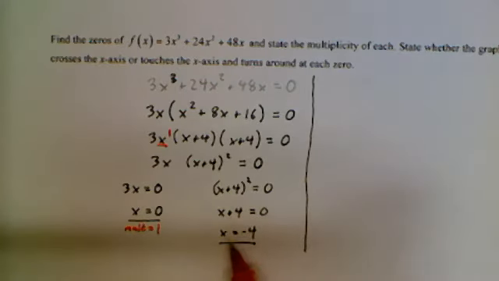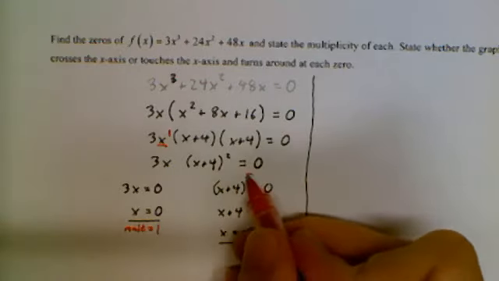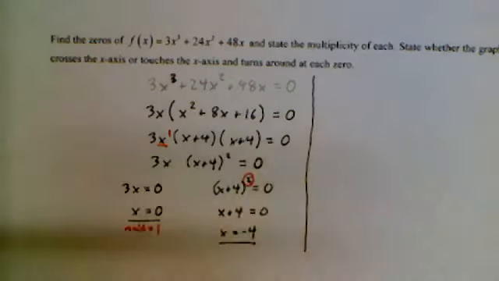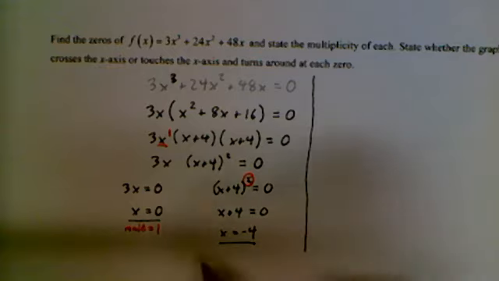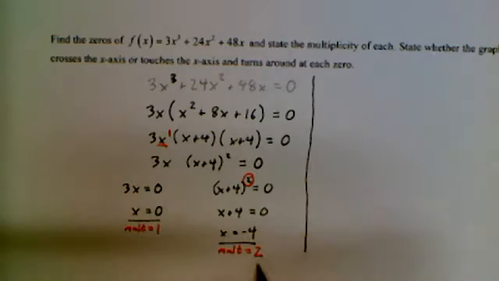On the other hand, the x equals negative 4 solution came from this x plus 4 squared. This power of 2 is the multiplicity of that root. So this one has multiplicity 2. So 0 is a 0 of multiplicity 1. Negative 4 is a 0 of multiplicity 2.